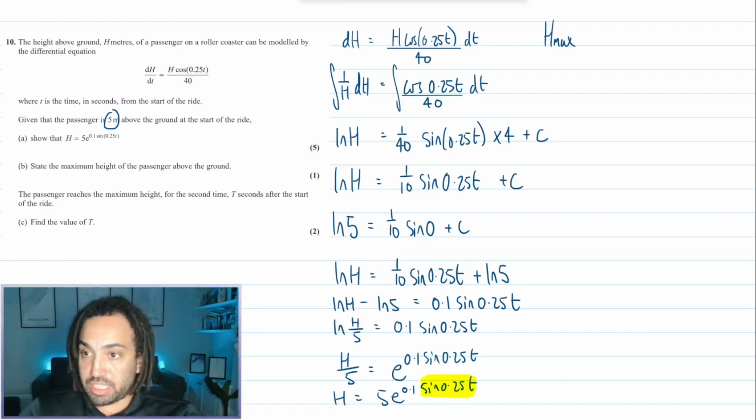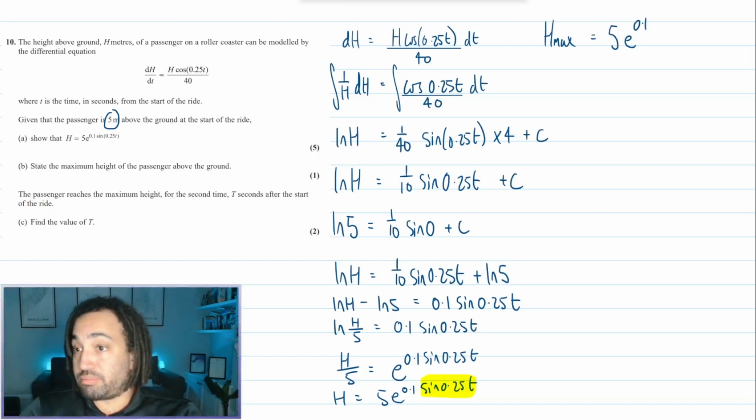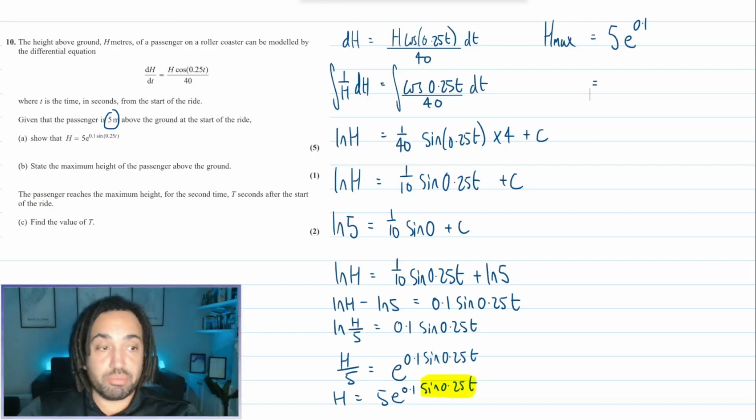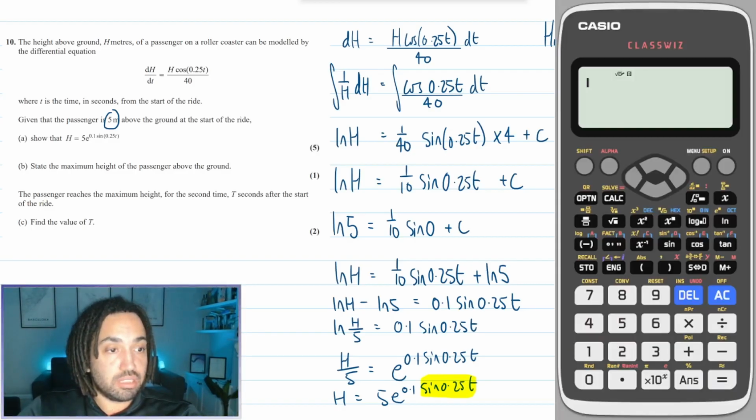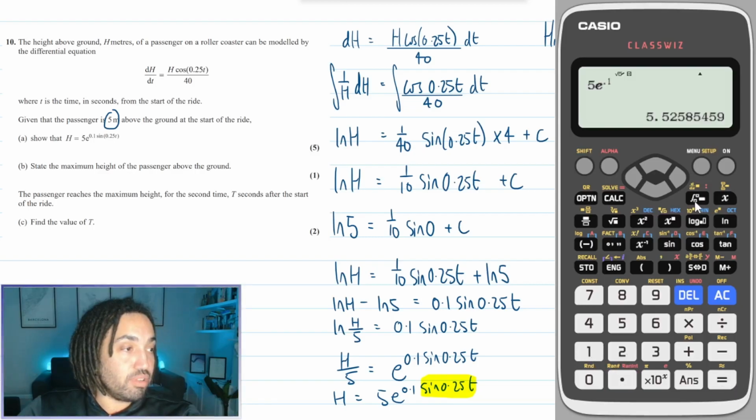Because again, like I said, the maximum value the sine function could take is 1. So it'll be 5e to the 0.1 times by 1. So it's just 5e to the 0.1, which we could do on our calculator. So 5e to the power of 0.1, we get 5.5, so 5.5, let's go 5.53.